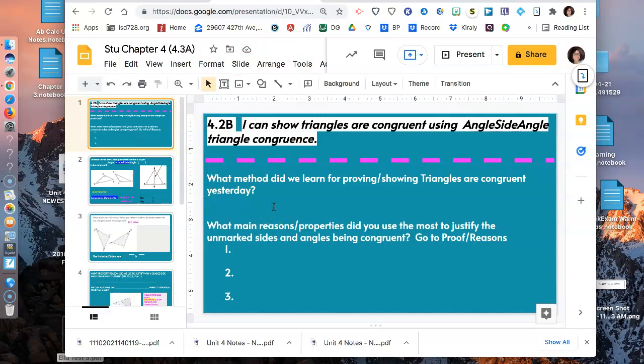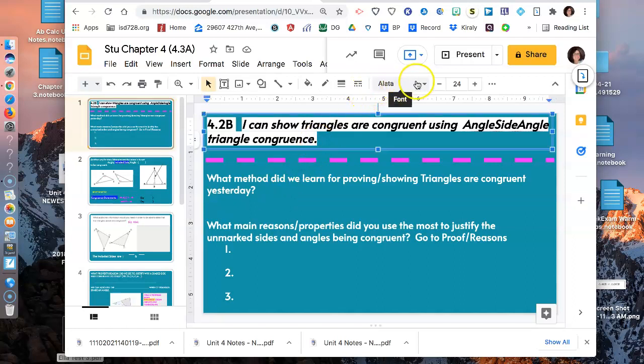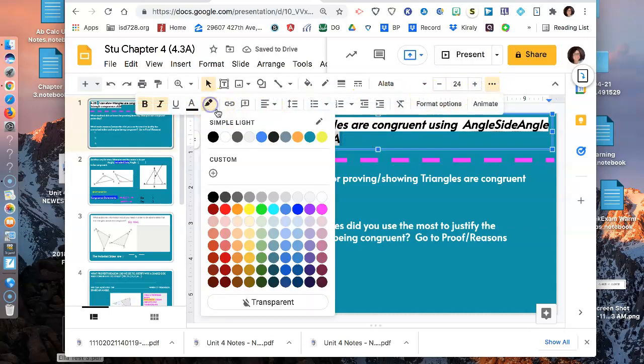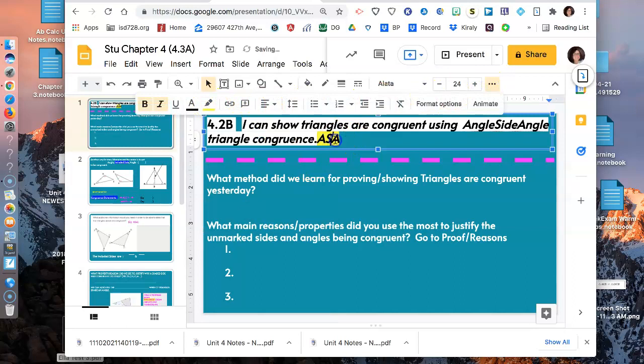We're going to use angle, side, angle triangle congruence. You can probably guess that we are going to abbreviate that ASA. I think I want to highlight that though in a yellow to make it stand out to me. So we're going to be doing angle, and I like to sometimes type in here included side, angle. So angle, included side, angle. That's today's task or I can statement.